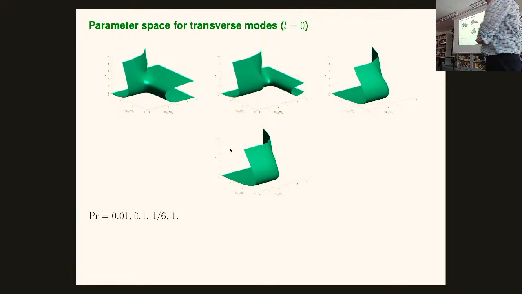So in fact, this is what's going on. The issue is that we have a parameter space that's more complicated. These are the transverse modes. This is the horizontal Rayleigh number, this is the vertical Rayleigh number, and this is the horizontal wave number. And so what we're actually seeing is the projection of a 3D manifold down onto the surface.